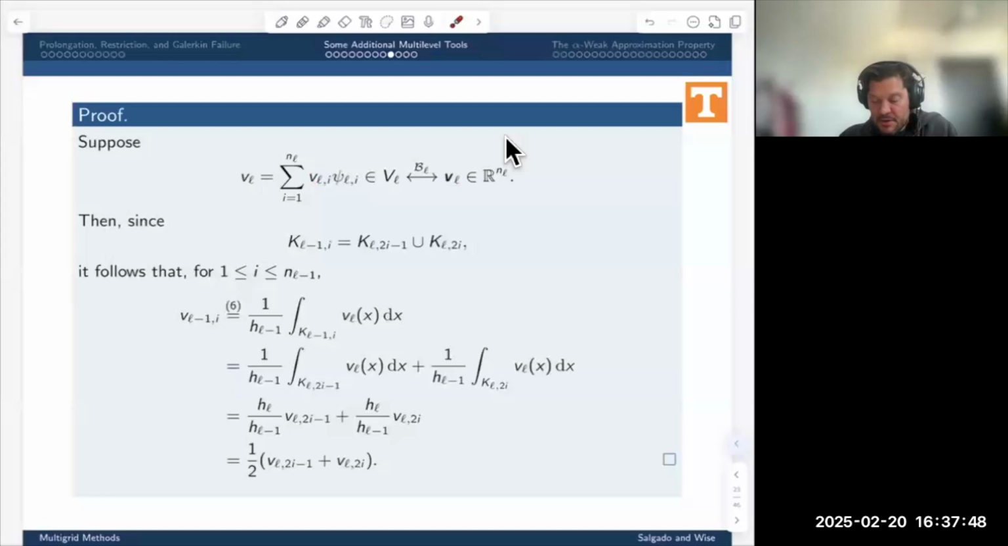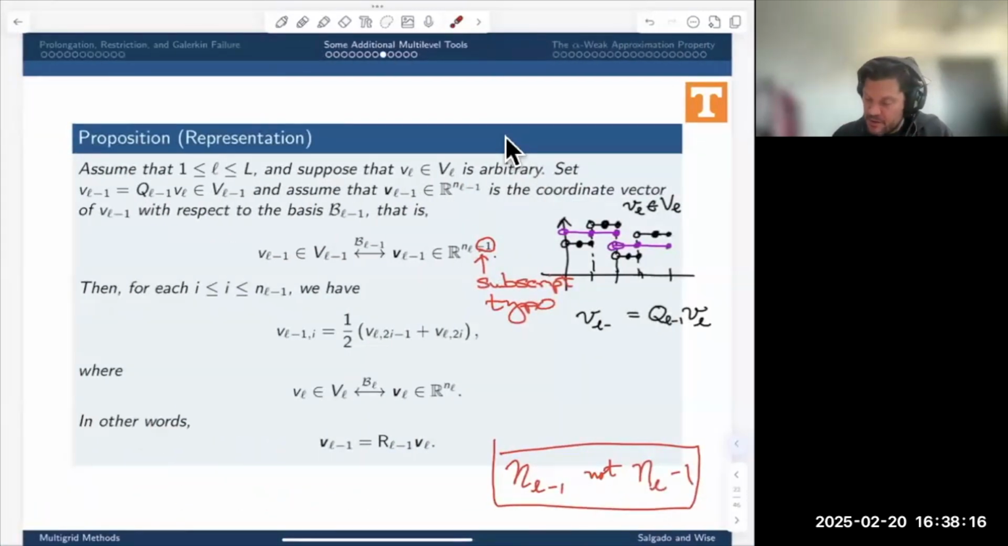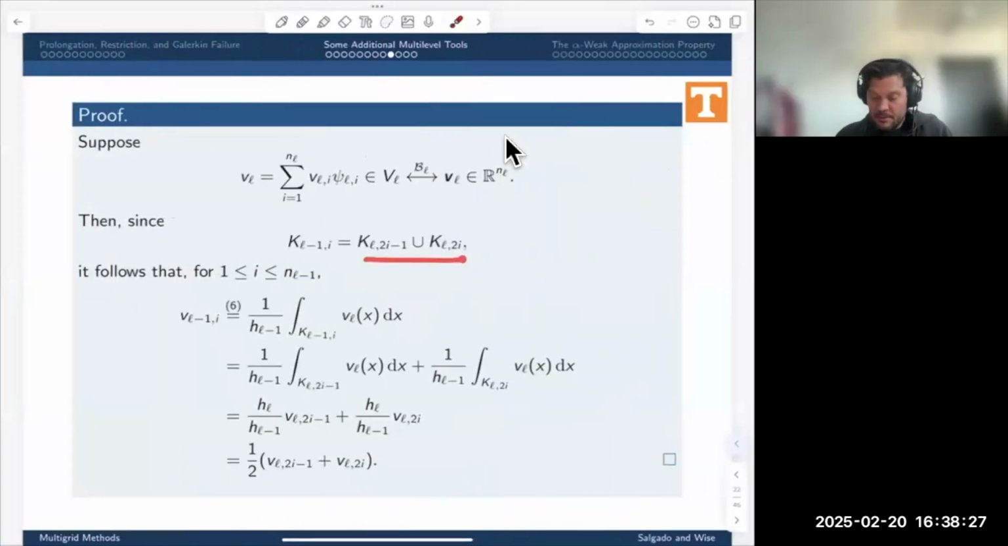The coordinates and this coordinate vector are related to each other. Now, the next thing I want to say is we're going to have to do this calculation involving the last result, and for that we need a representation of our cell on the coarse grid. So let's take the ith cell on the coarse grid, KL-1I. It's straightforward to show that that's the union of two cells on the fine grid. Here's the coarse grid cell, and here's the next coarse grid cell. You can see that it's just the union of two fine grid cells, neighbors to each other. That's exactly what this is saying here.